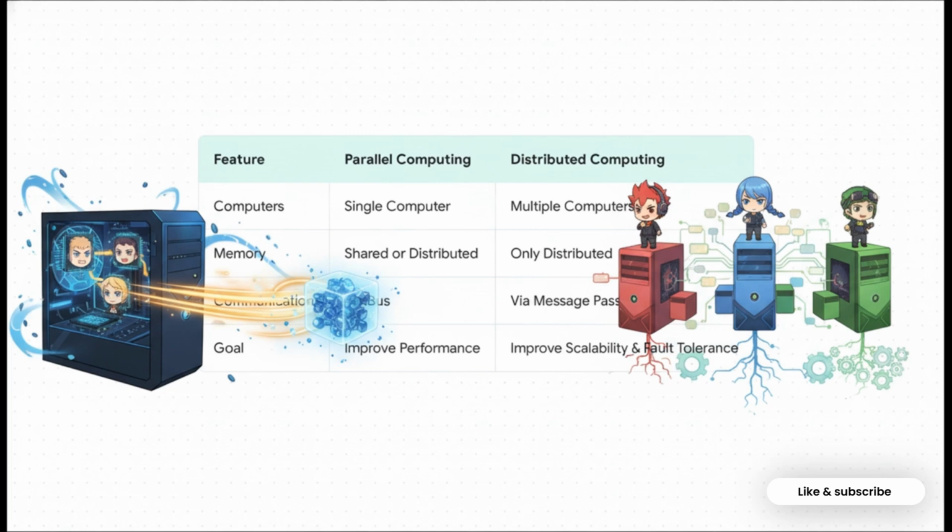Communication is another huge difference. Parallel systems use a super fast internal bus, while distributed systems have to send messages over a network, which is slower. And maybe most importantly, their goals are different. Parallel computing is all about squeezing out every last drop of performance. Distributed computing, on the other hand, is built for scalability and fault tolerance, meaning it's easy to grow and it can keep on running even if one of its computers fails.